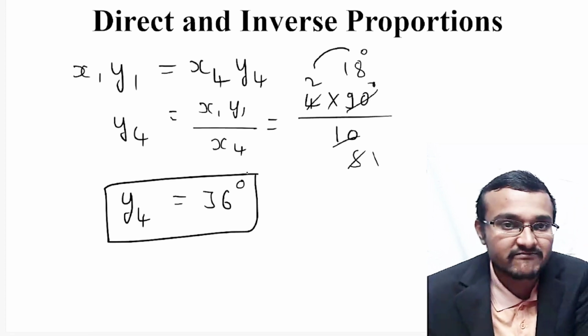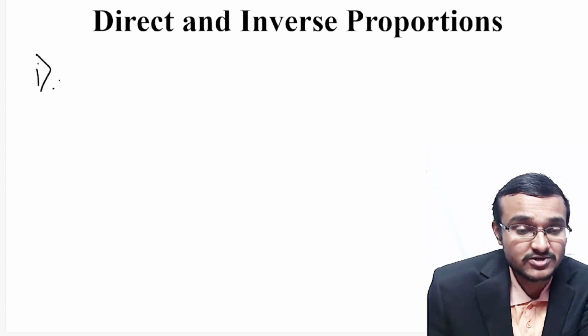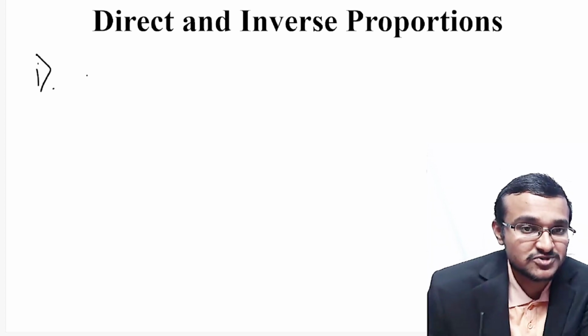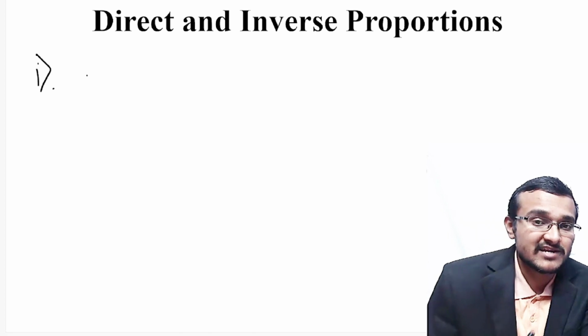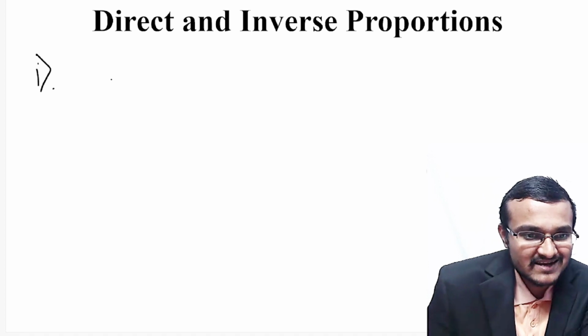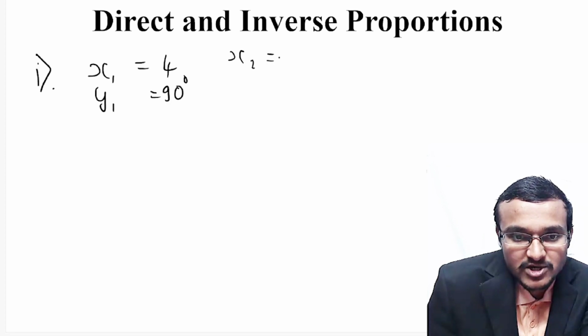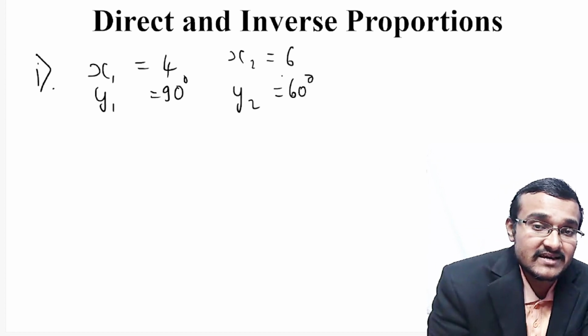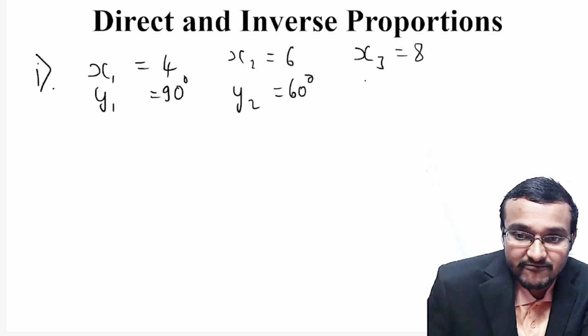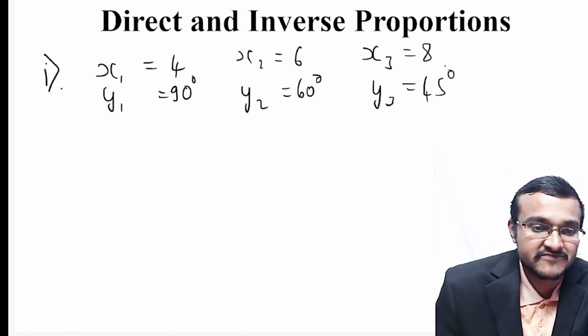Similarly, you can find out the y5 value in this particular third question. Coming to the 3 questions which they have given in this particular third question. Here, the first question asks whether the number of spokes and angle are inversely proportional or not. Here you can clearly see x1 was equal to 4, y1 was equal to 90 degree, and x2 was equal to 6, so y2 was equal to 60 degree. Similarly, x3 was equal to 8, y3 was equal to 45 degree. So let us take these 3 values of x and y.